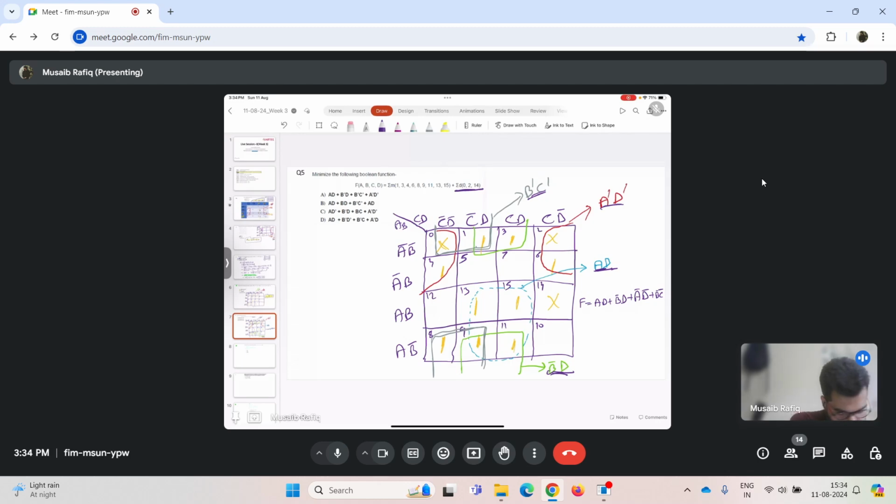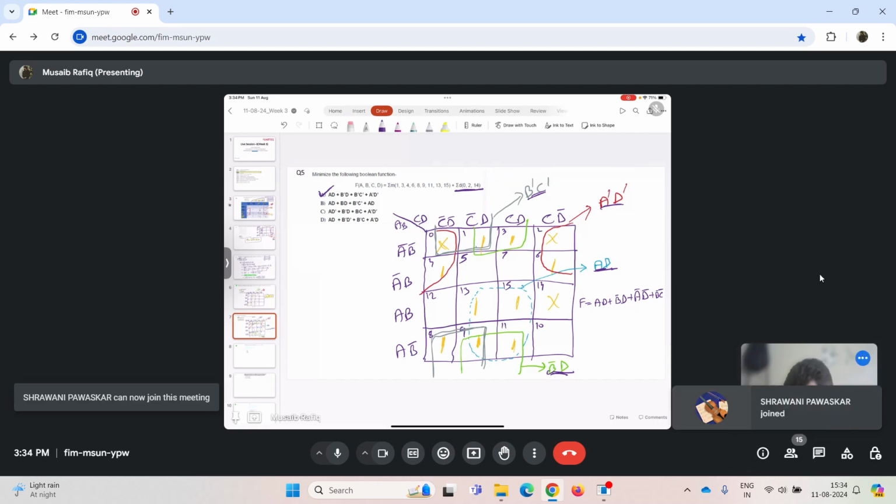So is there any option with this? AD plus B bar D plus A bar D bar plus B bar C bar. So option A is my correct answer. So this is your correct answer.